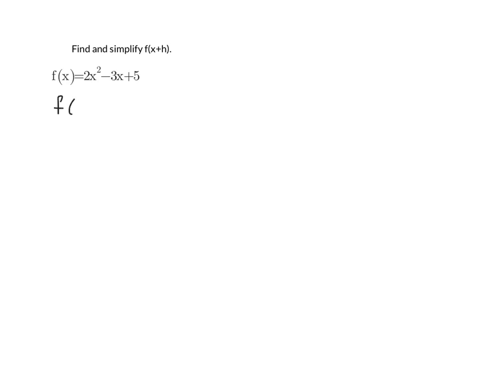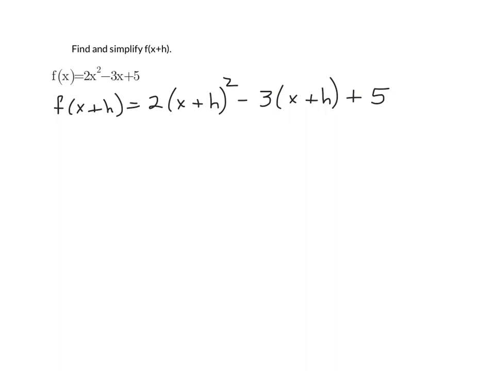So f of x plus h equals 2 times x plus h, inside parentheses, goes in place of the x. Same thing here. x plus h inside the parentheses replaces the x. So then we need to simplify this.